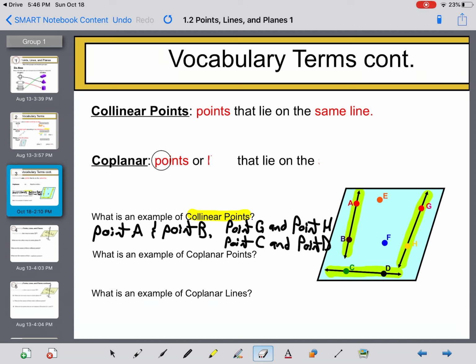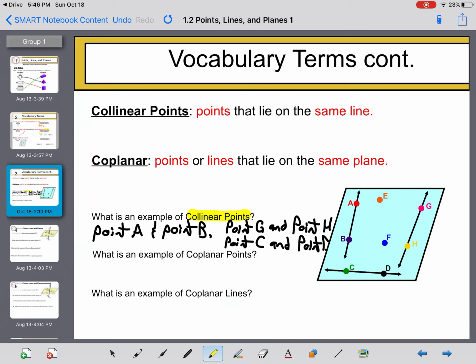Coplanar means they could be points or lines that are on the same plane. Notice co meaning with and planar meaning on the plane. Co meaning with, linear meaning on the line. So, an example of coplanar points is basically any point located within the plane, which happens to be all the points given.